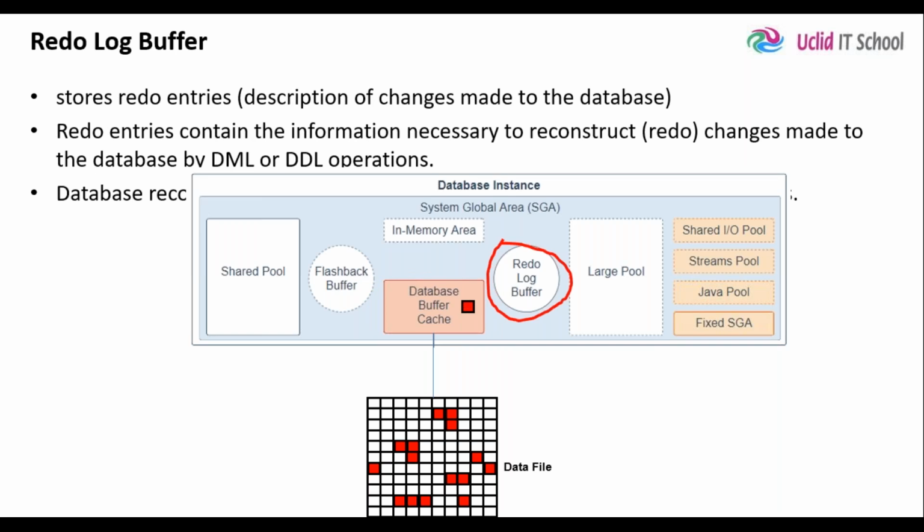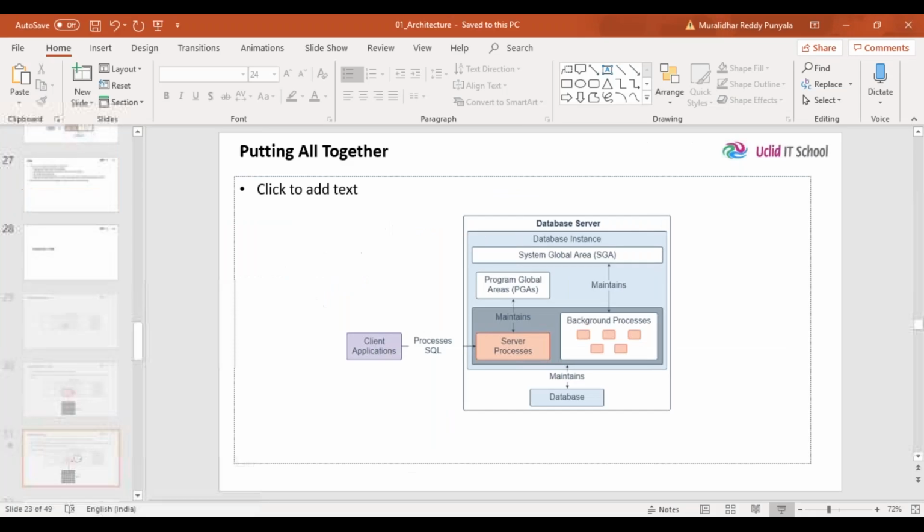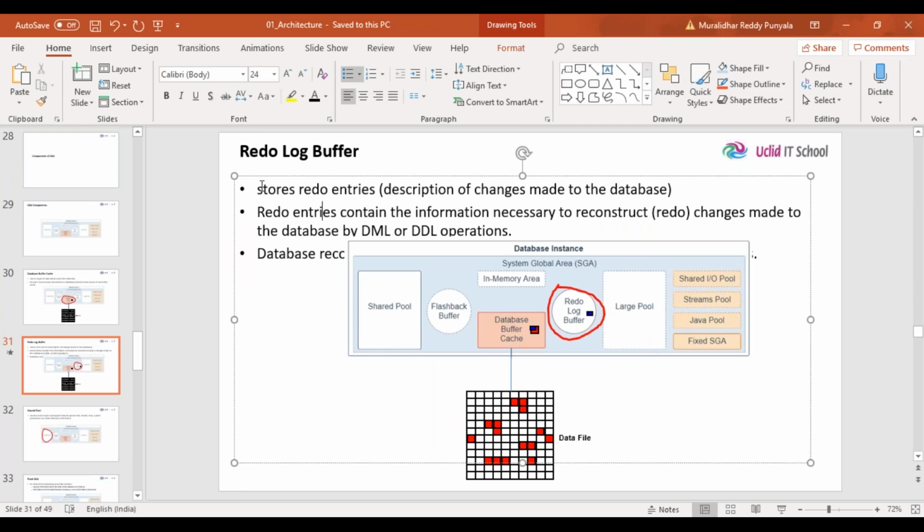Now, the next component is the redo log buffer. The redo log buffer stores redo entries. What is a redo entry? A description of a change made to the database. Redo entries contain the information necessary to reconstruct or redo changes made to the database by DML or DDL statements. The database recovery mechanism uses the redo data to reperform the transaction, to reconstruct the transaction.